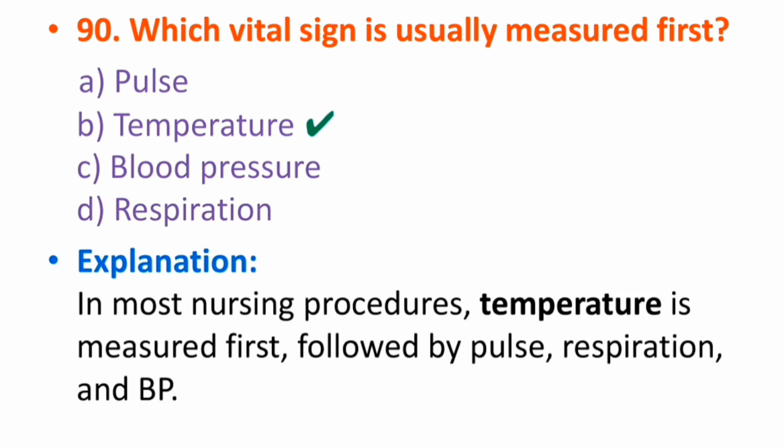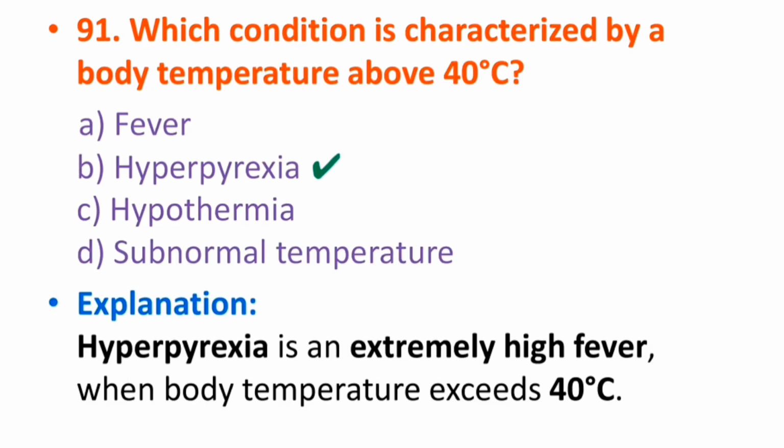Which vital sign is usually measured first? Option A, pulse. Option B, temperature. Option C, blood pressure. Option D, respiration. The correct answer is option B, temperature. In most nursing procedures, temperature is measured first, followed by pulse, respiration, and BP. Temperature is the first vital sign measured during nursing procedures.